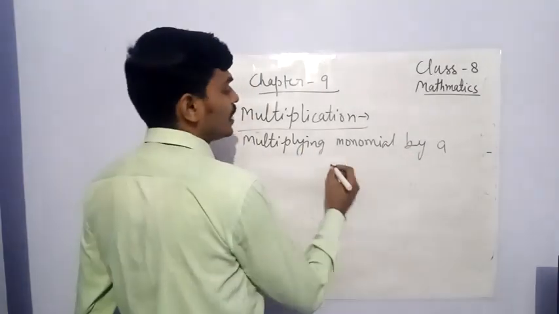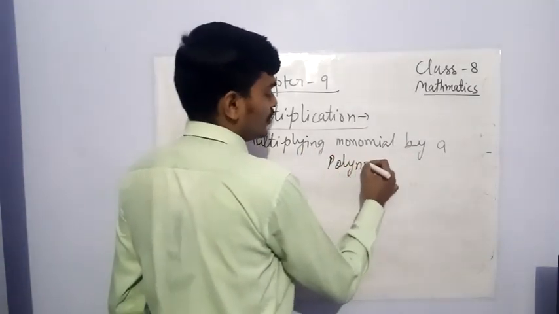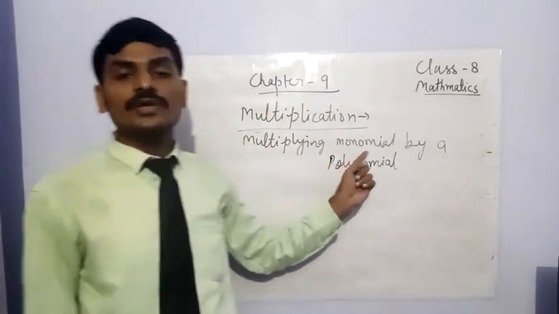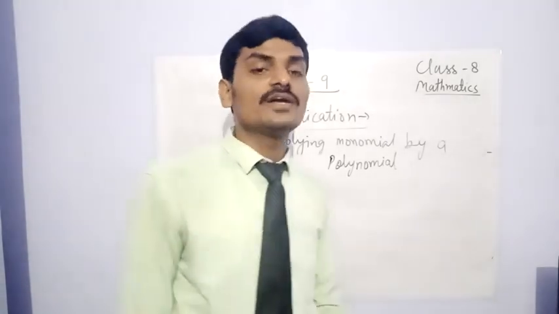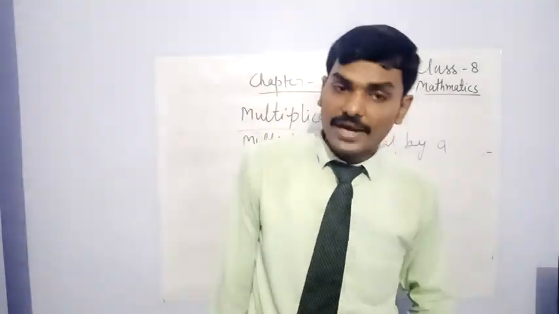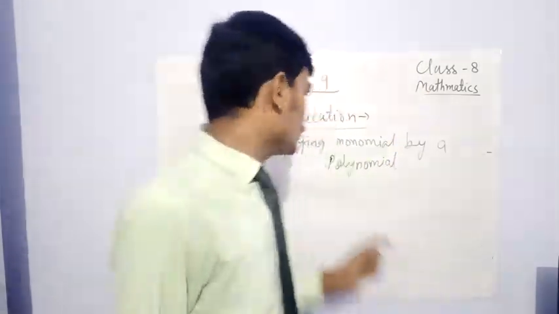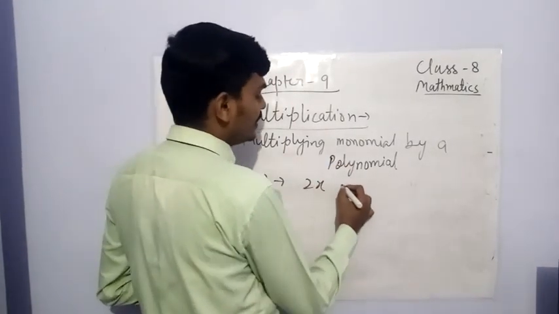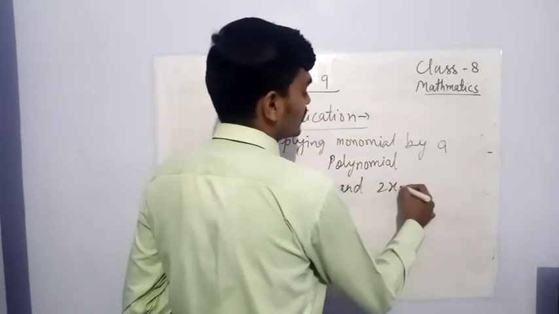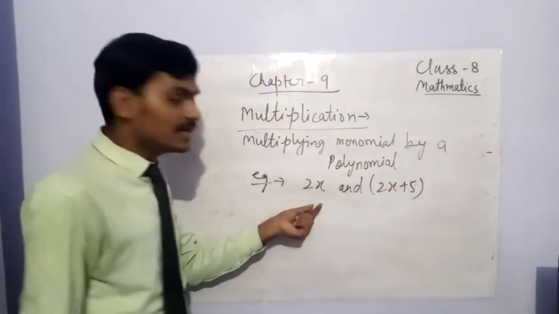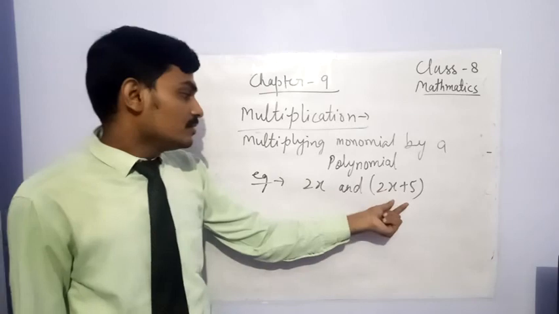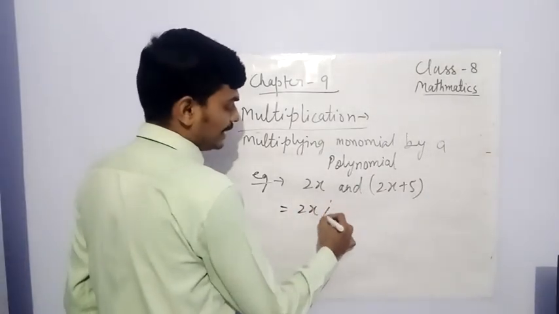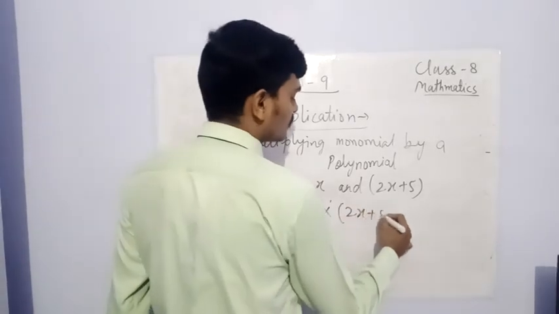So you have to multiply a monomial by any polynomial. Polynomial can be monomial, can be binomial, can be trinomial. For example, if the monomial is 2x and the polynomial is 2x plus 5, you have to multiply 2x into 2x plus 5.